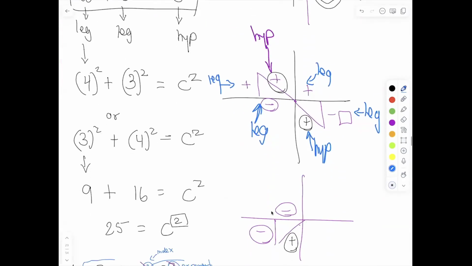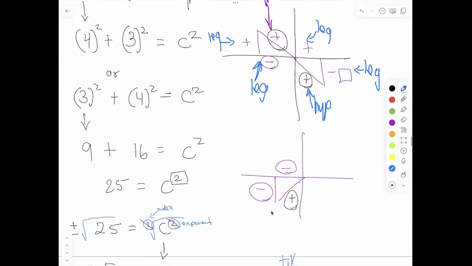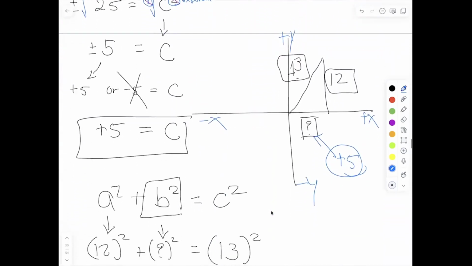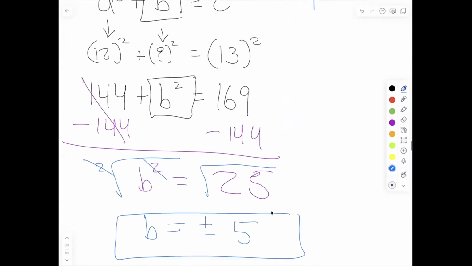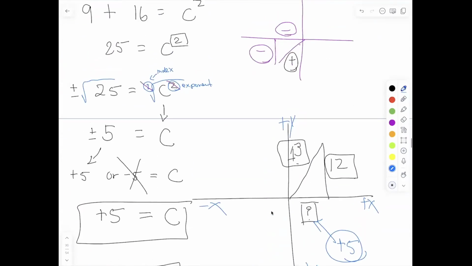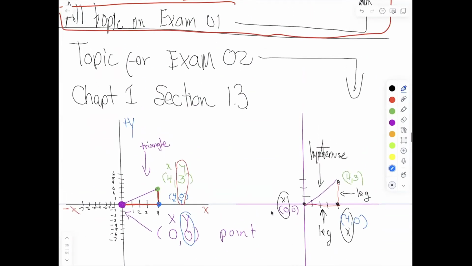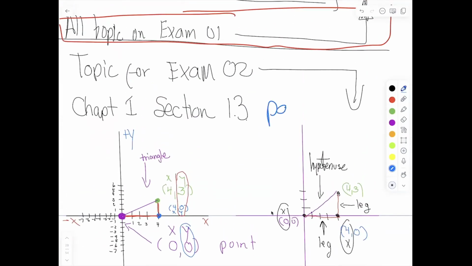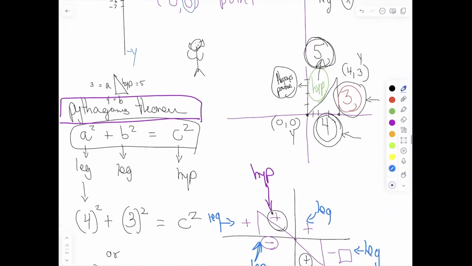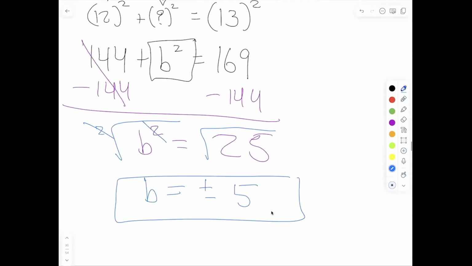All right. So we went over this last time, so I'm not going over this now because there is a recording for this. So this is section 1.3 for Pythagoras theorem. And this should be page 45, right? Did I write the page number? This is page 45. Okay. Chapter 1, section 1.3. And all of these topics are on exam number 2.